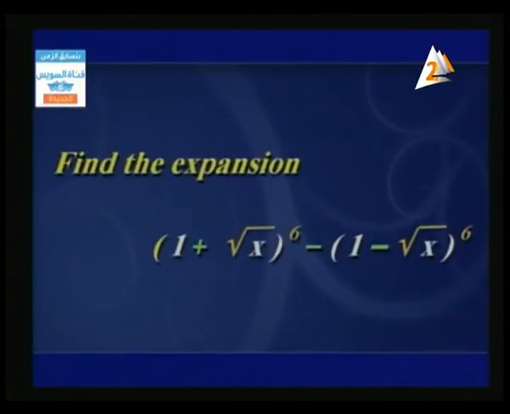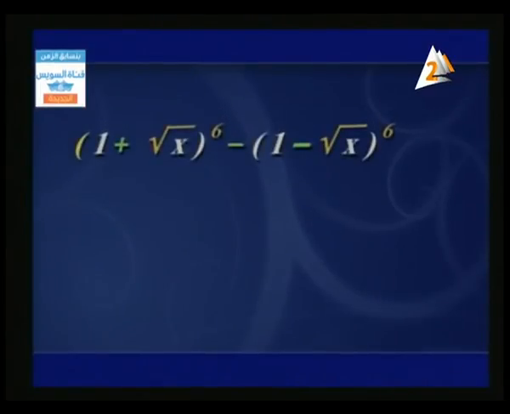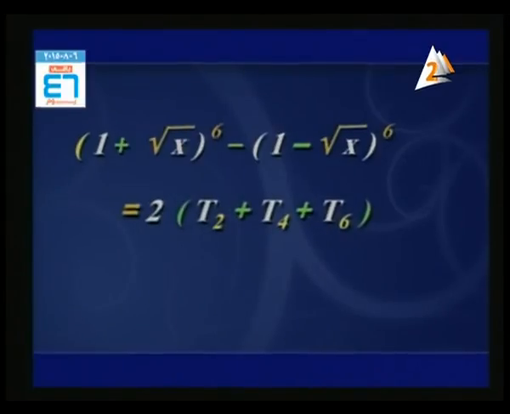Now let's go to another example. Find the expansion of (1 + √x)^6 − (1 − √x)^6. Solution. (1 + √x)^6 − (1 − √x)^6 equals 2 twice the even terms, t2, t4, t6.